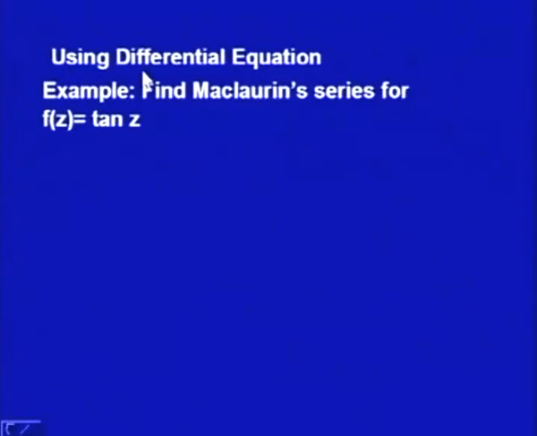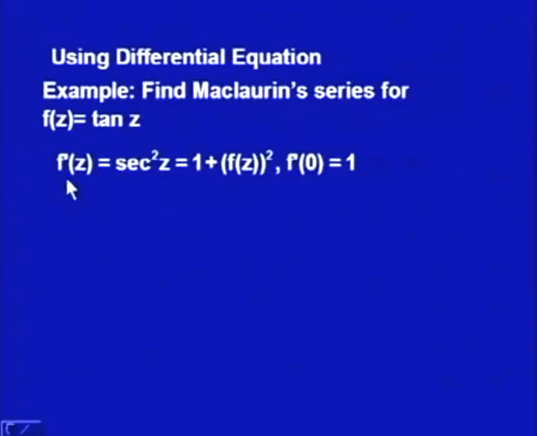There is another method for obtaining Taylor series, that is using differential equations. To illustrate this, we consider the Maclaurin series for the function tan z. For this, f(z) is taken as tan z, so f′(z) is sec² z, and sec² z is nothing but 1 + f(z)², because f(z) is tan z. So, f(0) is 0 at z = 0, and f′(0) is 1.